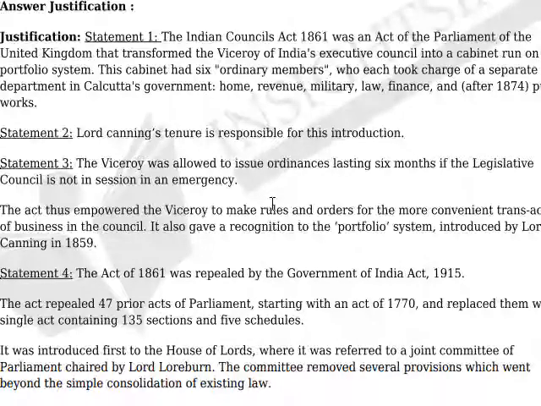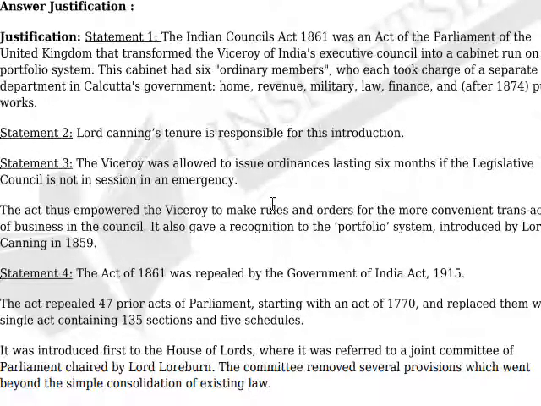Lord Canning is responsible for the introduction. And three, the Viceroy was allowed to issue ordinances lasting 6 months in the Legislative Council when not in session, in emergency. This empowered the Viceroy to make rules and orders for the more convenient transaction of business in the Council. It also recognizes the portfolio system's introduction by Lord Canning in 1859.